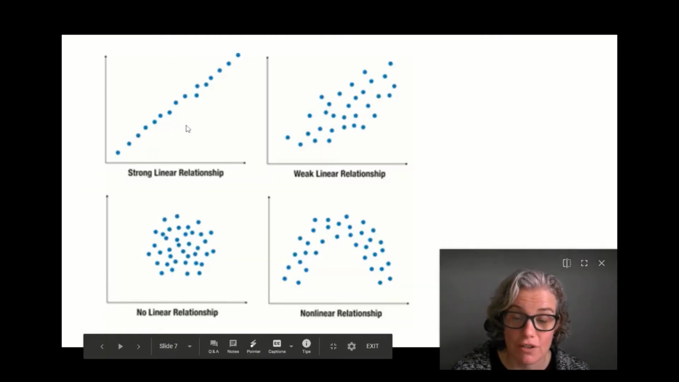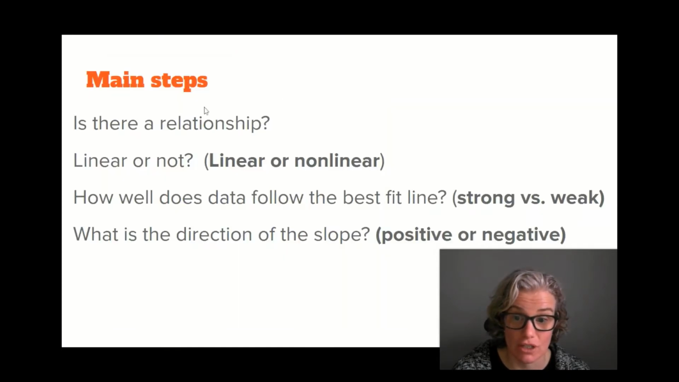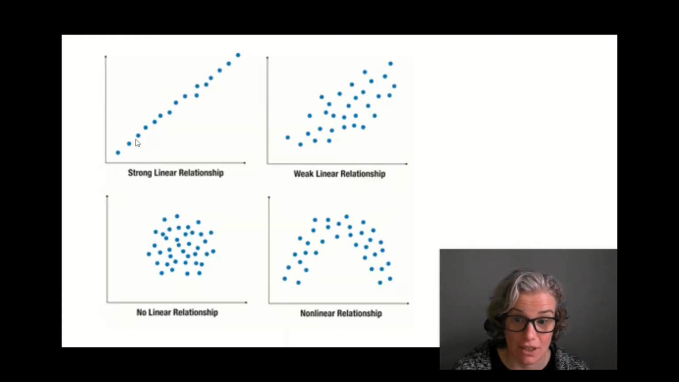First, we're going to evaluate: is there a pattern? Yes, there's a pattern. Yes, there's a pattern. Yes, there's a pattern. No, there's not a pattern. Okay, which patterns have lines associated with them? These two do. So we've answered the first two questions. Is there a relationship? Yes, for 3 of the 4. And 2 of them are linear relationships. This is linear and this is linear.